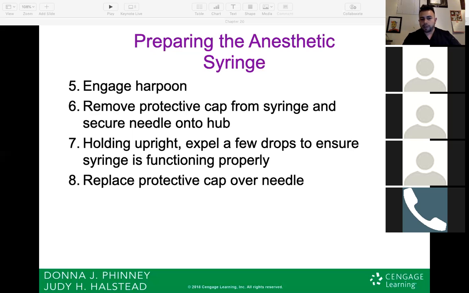After you engage the harpoon, you want to remove the protective cap from the syringe and then secure the needle onto the hub. And then holding upright, expel a few drops to ensure that the syringe is functioning properly. You want to make sure that you didn't accidentally bend the needle when you inserted it into the cartridge. And if that happened, then when you went to expel a few drops, you wouldn't be able to, and then you would know that you need to change the needle out. And then once you verify that everything is functioning properly, you can go ahead and replace the protective cap over the needle.